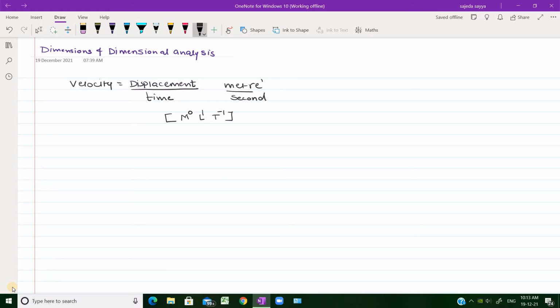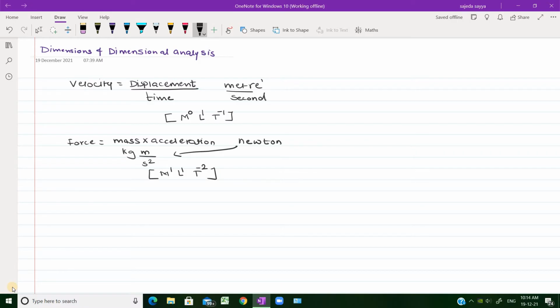We will take one more example, the well-known example of force. Force, we all know its formula: it is mass into acceleration. Mass is expressed in terms of kg, acceleration is meter per second square. So the SI unit of force is Newton, but we need to express it in terms of fundamental quantities so as to write its dimensions. First let me write the dimensions: mass term is M raised to 1, length L raised to 1, and time T raised to -2. Now let us see the definition.